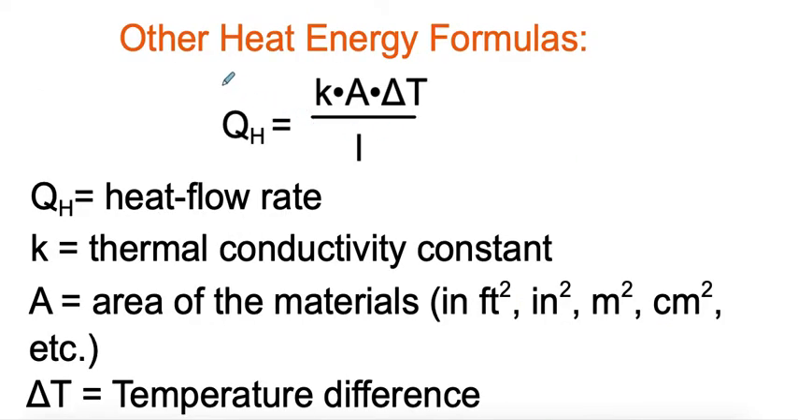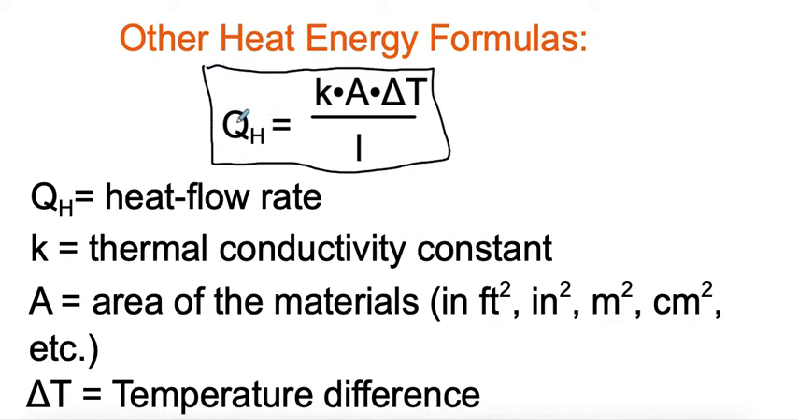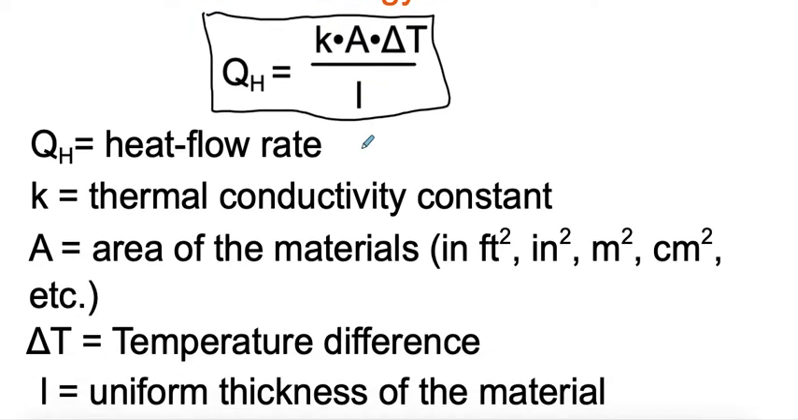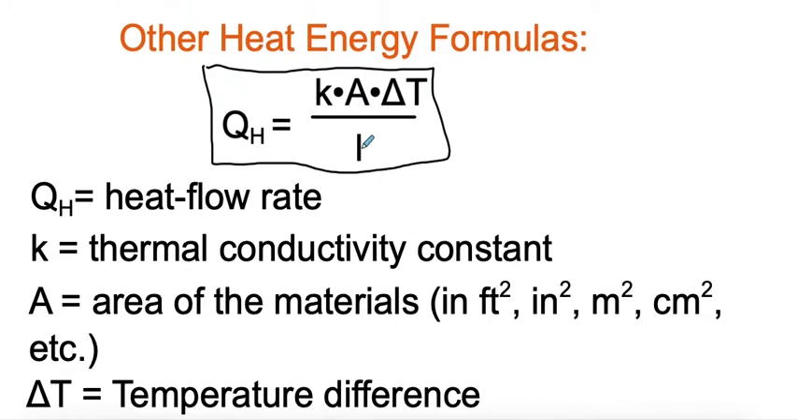Okay, so this is our equation here. Q sub H, that's our heat flow again. If you don't like Q sub H, you can use H sub F. It doesn't matter to me. But we have our thermal conductivity constant times the area that we're working with times the change in temperature over a uniform thickness of the material.